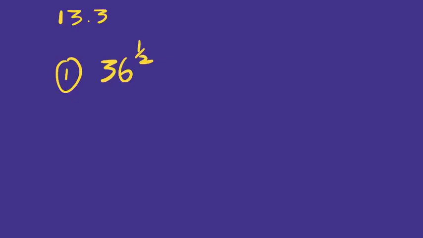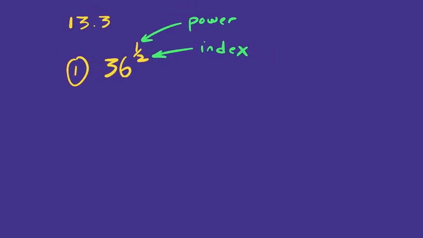Okay, 13.3 rational exponents. Here we've got 36 to the 1/2. You just want to keep in mind that this top number is going to be our power. This bottom number is going to be our index. And we're going to turn these into radical expressions where we've got an index of 2. Index is always what goes in this little nook here.